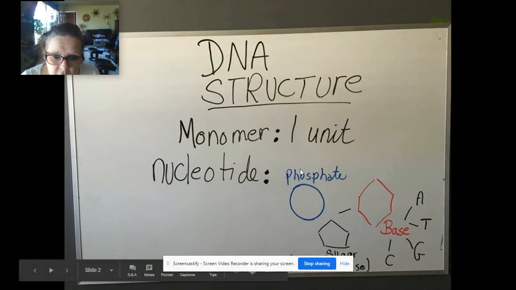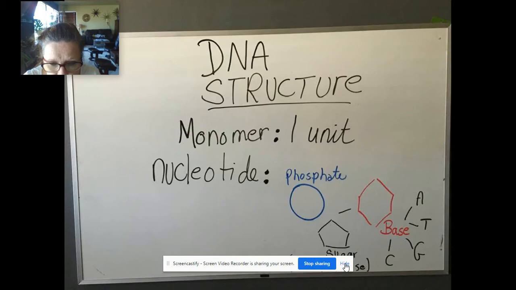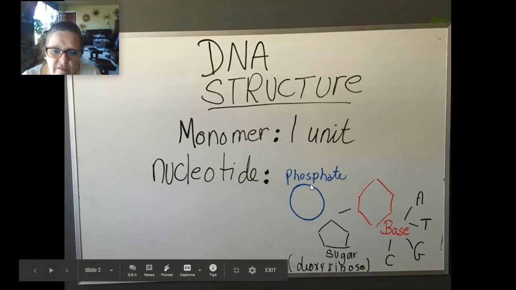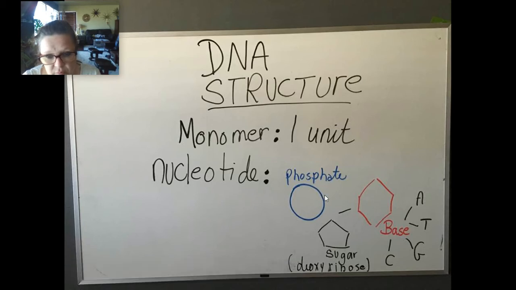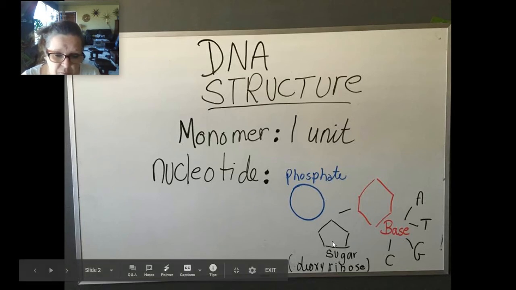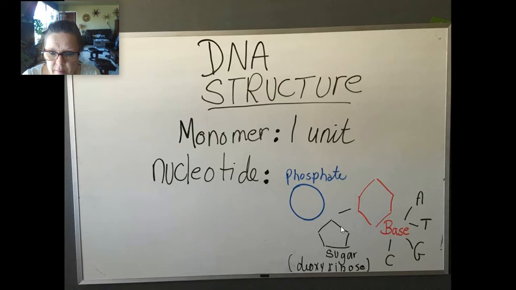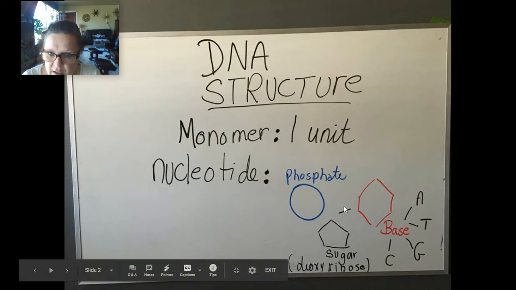So what is the nucleotide? The nucleotide is this drawing here. So it has three components in it. Okay, so we've got this phosphate group here. That's what this circle's representing. We've got a sugar. The name of the sugar is deoxyribose. And those are going to be making up the up and down parts of the ladder, the DNA ladder.